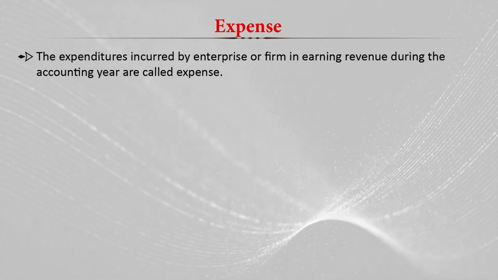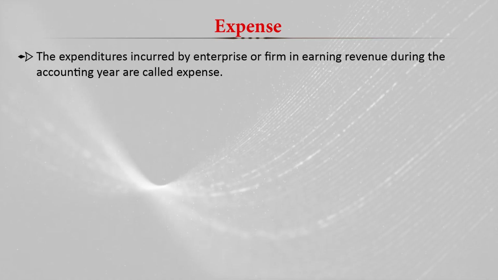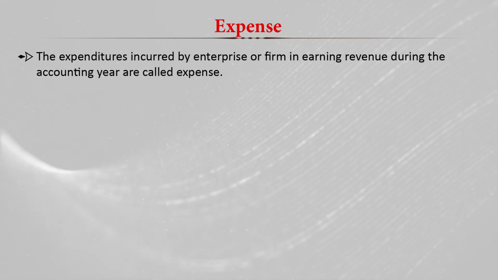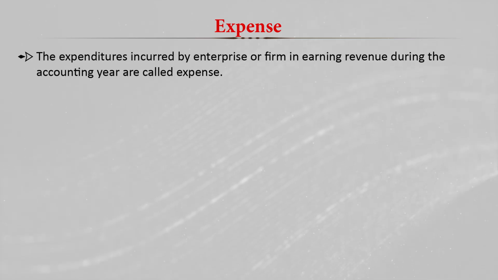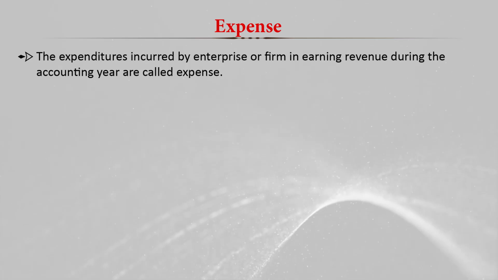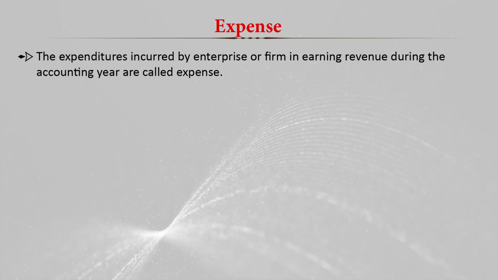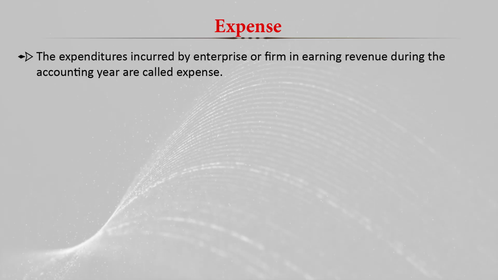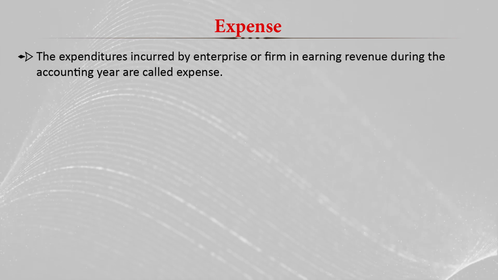Then expenses. The expenditure incurred by enterprises or firms in earning revenue during the accounting year is called expenses. So whatever expenses in terms of cost of production, selling the item, administrative costs, and payment of salary, all these form part of the expenses. Again there are two types: one is operating expenses, another is non-operating expenses.